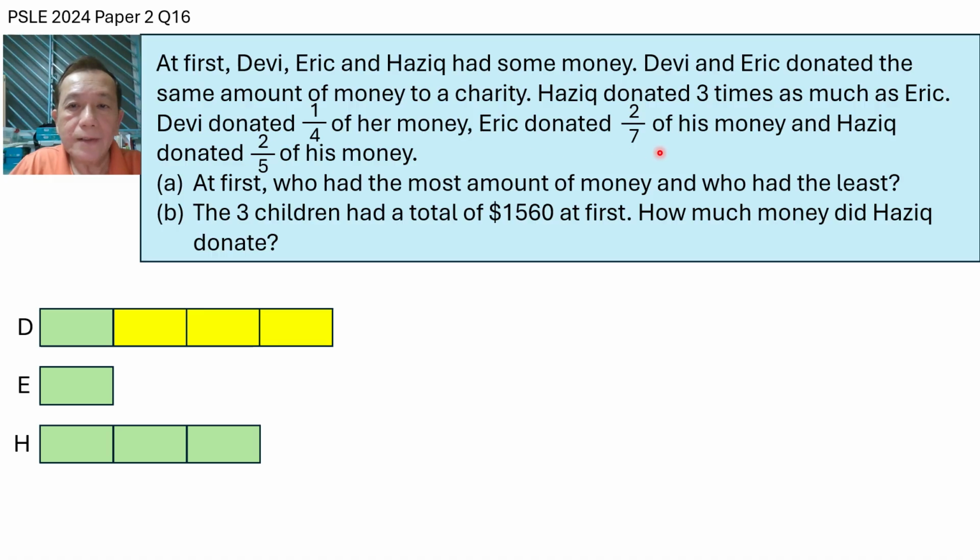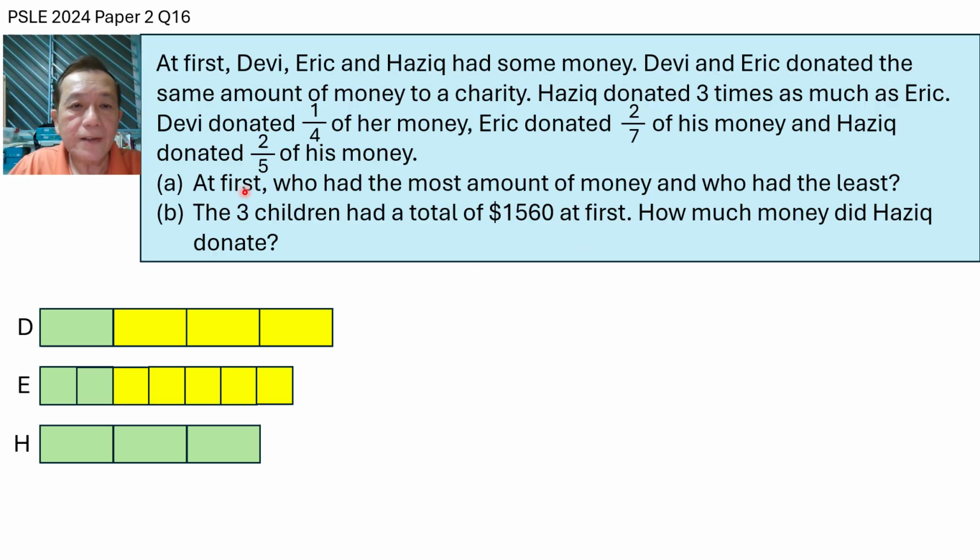Eric donated 2/7 of his money. This is 2/7. But there's only one unit. What can we do? Subdivide it. 2/7. There should be 5 more. 1, 2, 3, 4, 5.